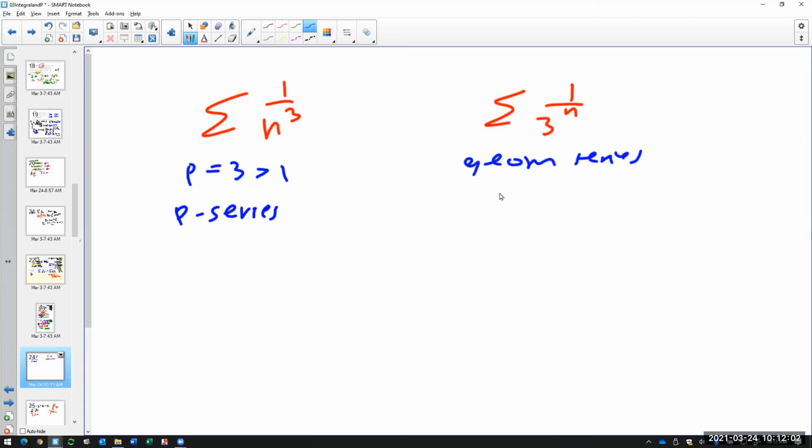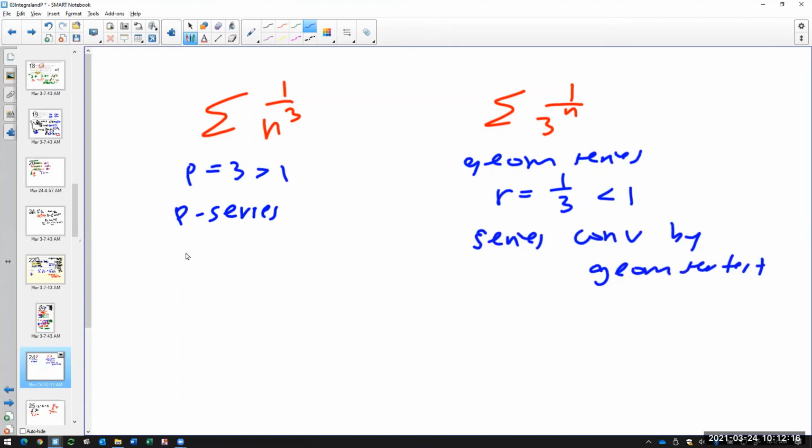What's your r equal to here? 1/3, which is less than 1. So this series would converge by geometric series test. What about this one over here? This series would converge by p-series test. But do you guys see the difference? This is not a p-series, and this is not a geometric, but they're kind of similar. So flesh that out in your mind.